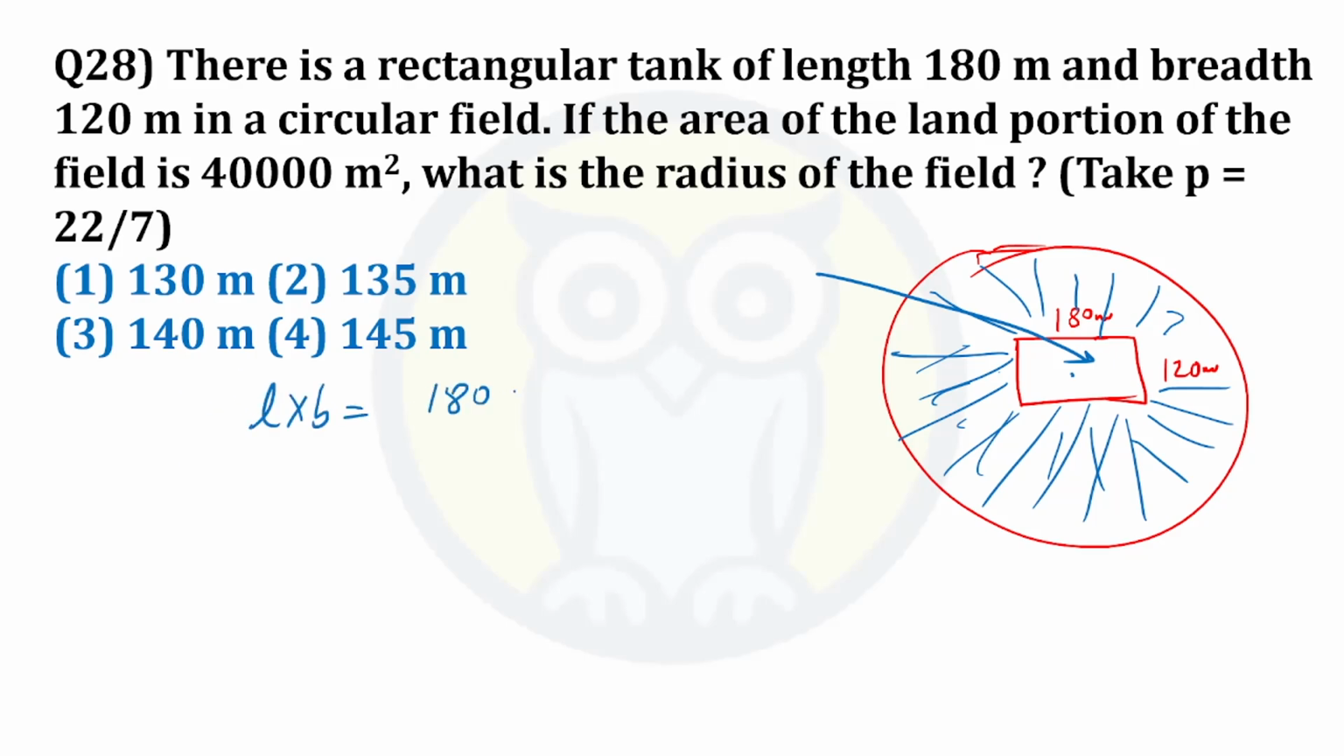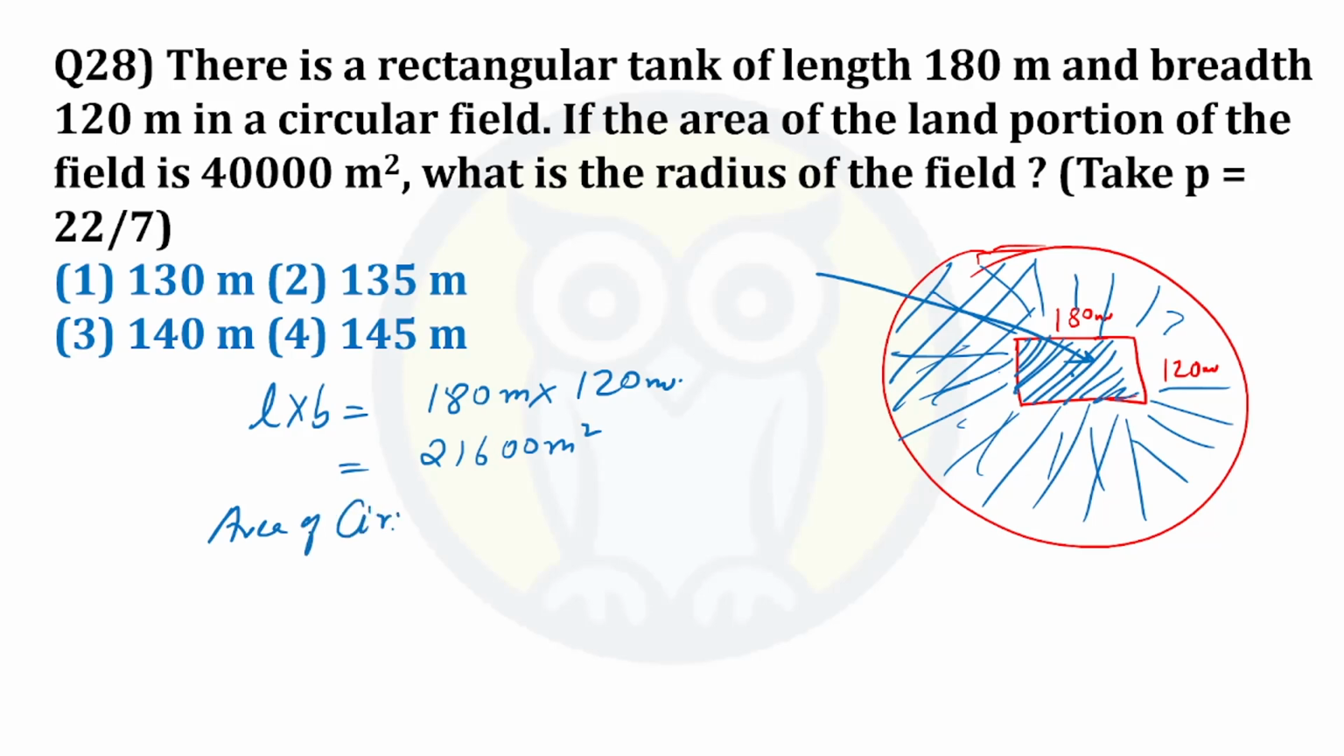180 times 120 gives 21600 meter square. It means that the area of the rectangular tank base is 21600, and the land portion, together with the tank base, gives the area of the complete circle. So the area of the circle will be 40,000 plus 21600.